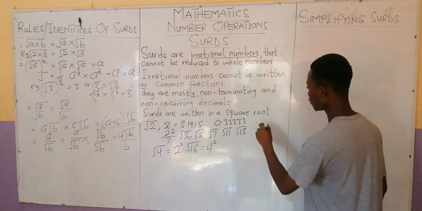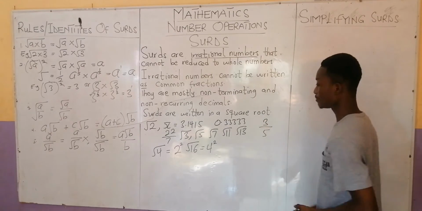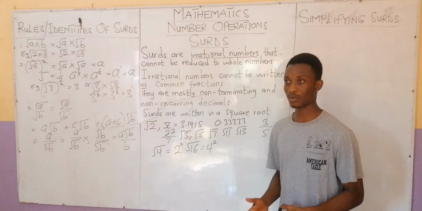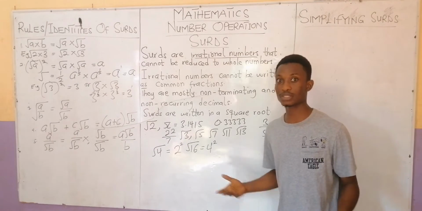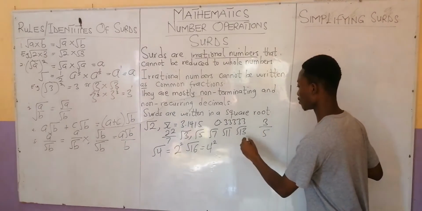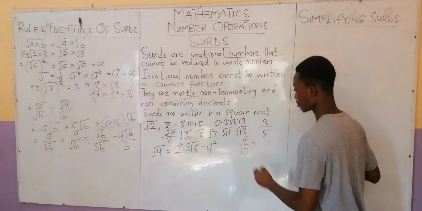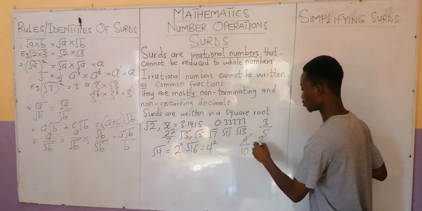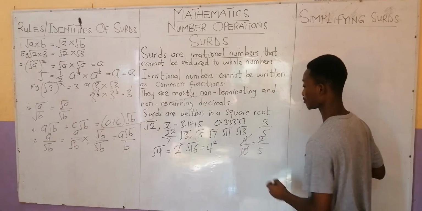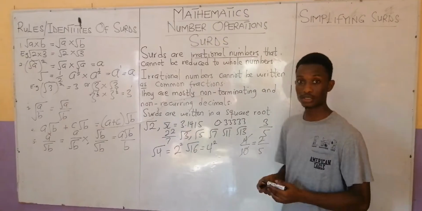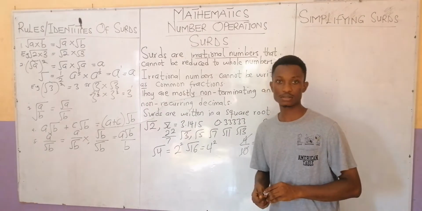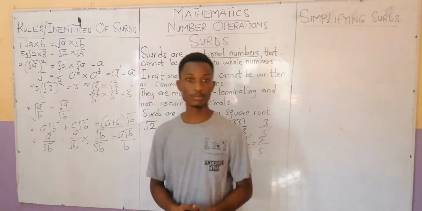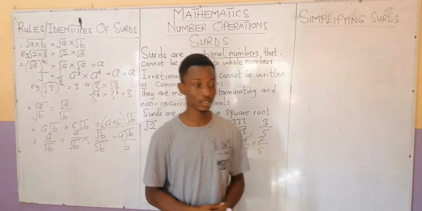For example, if I have 3 over 5, I believe nothing can be done about this. I can only leave it in decimal. But if I have 4 over 10, I can do something about it. I can use 2 to reduce it. 2 goes into 4, 2 goes into 10, 5. It has been simplified. So some surds can be simplified. Let's look at how we can simplify surds.